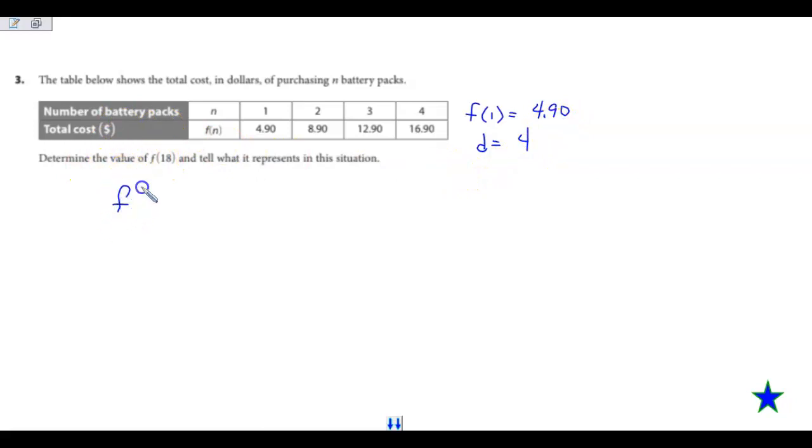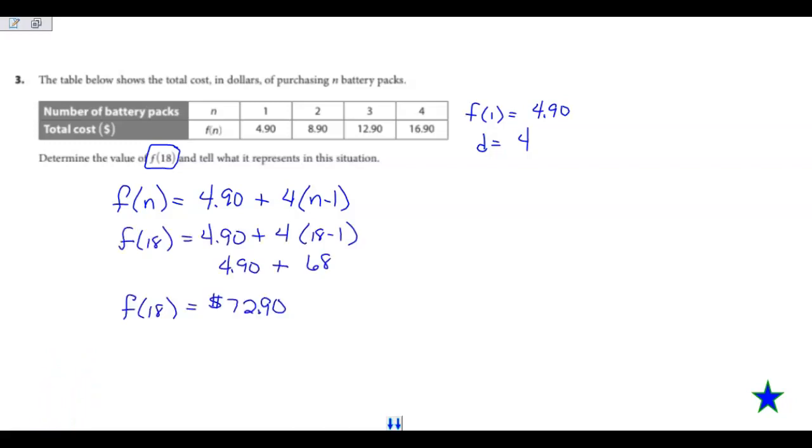So the function of n equals my first term plus my common difference times my previous term. They want you to determine the value of the function of 18. So at 18 battery packs, how much is it going to cost them? After working through 18 in place of n, you should have gotten the function of 18 is $72.90.